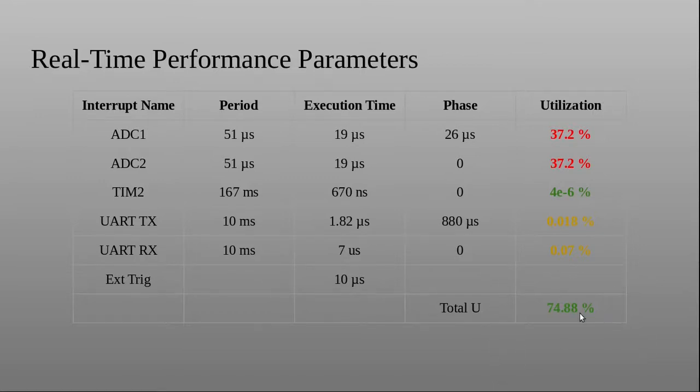The total utilization is around 74.88%, meaning that we have room for more tasks to be added, and also maybe this could be scheduled using an EDF or an RM, which is also known as a rate monotonic scheduling algorithm.